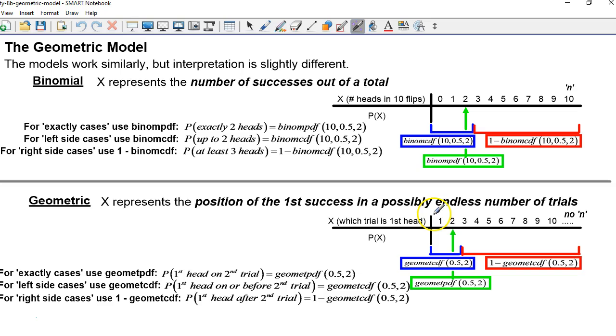So it always goes from the lowest value up to and including the value you put here. There's just no 0 in the geometric case, but otherwise they work similarly. P for the exact case, C for the left side case, 1 minus C for the right side case.